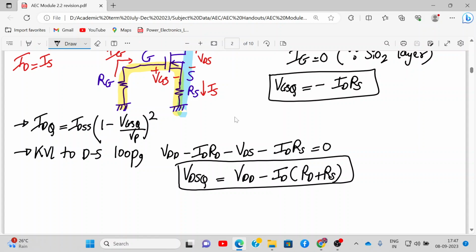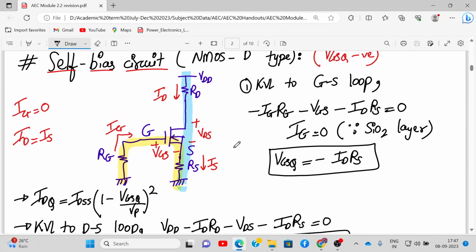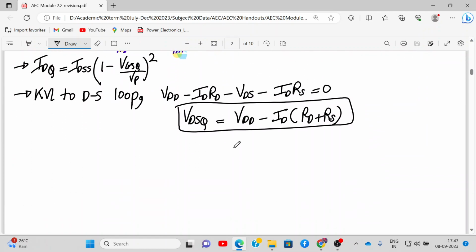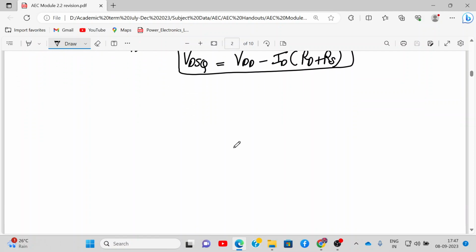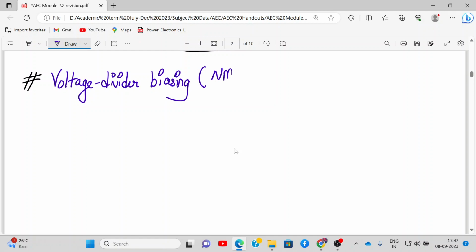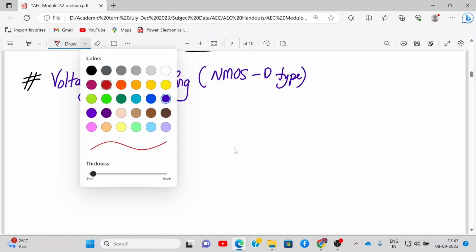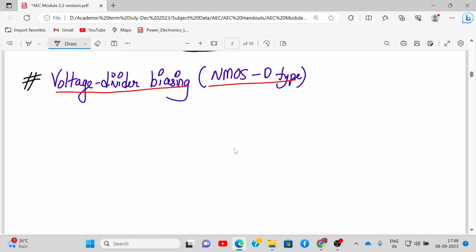Now we go for voltage divider biasing. I'll skip the numerical for this self bias circuit and go for the numerical for voltage divider biasing. Okay, so let's start. Write the third one as voltage divider biasing. Remember, voltage divider biasing is both for D type and E type. So be very careful in the numericals if it comes.